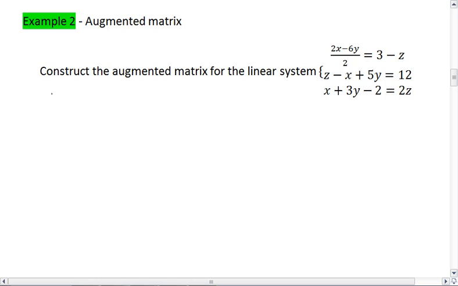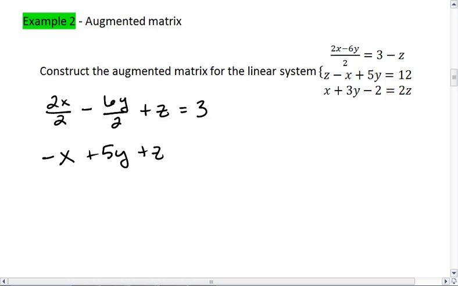Alright, so first I want to put this in standard form. My first equation, I want to split up those fractions. So I get 2x over 2 minus 6y over 2. And then I want to move my z to the other side. Plus z equals 3. Equation 2, I want to order this so I get x, y, and then z. I get negative x plus 5y plus z equals 12. And in my last one, I want x first, then y, then z, which I need to pull from the other side, and move my constant to the other side.